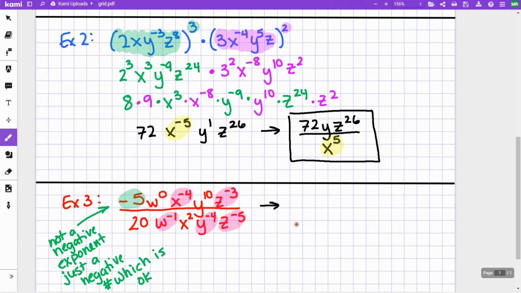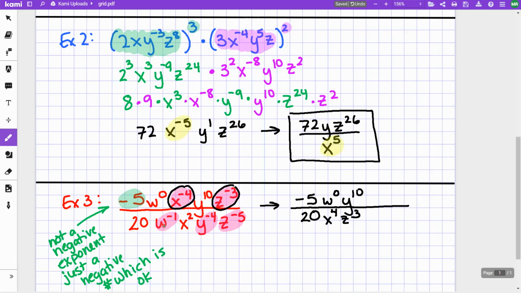Okay. So my -5, let's keep temporarily. It's just a negative number. That's okay. My 20 is okay. Now on top, my w to the power 0 is okay. My y to the 10th is okay. I have issues with this x to the -4th, so I'm going to put that to the bottom and have it be a +4. This z to the -3rd, I'm going to put on bottom, and now it's going to be z to the +3rd. Okay, I already have my 20 from the bottom. Okay, 20 is going to stay where it was.